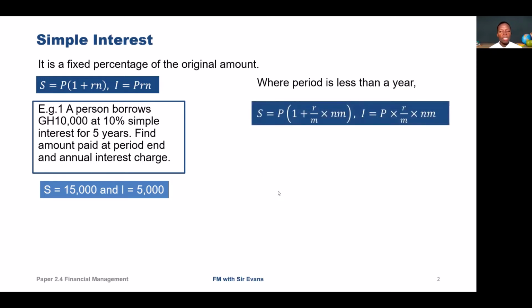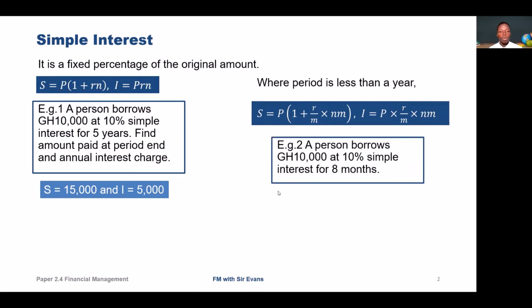So S, which is the amount which will be paid or received at the period end, is equal to P(1 + R/M x NM). And then I, the total interest for the whole period, is equal to P x R/M x NM. So M that we've introduced is the number of parts in the year. So we'll take an example.